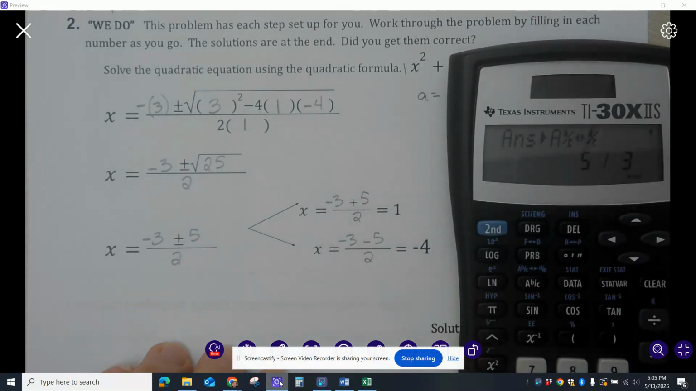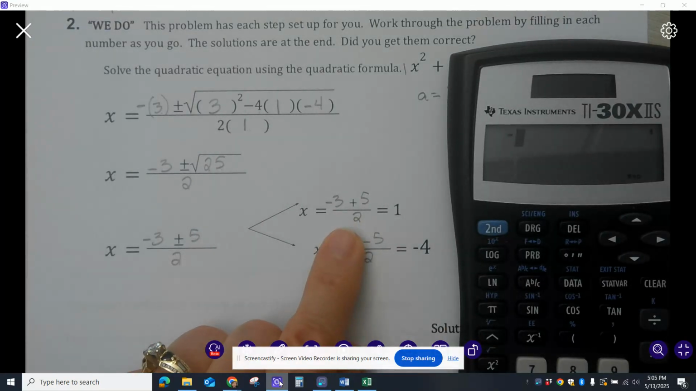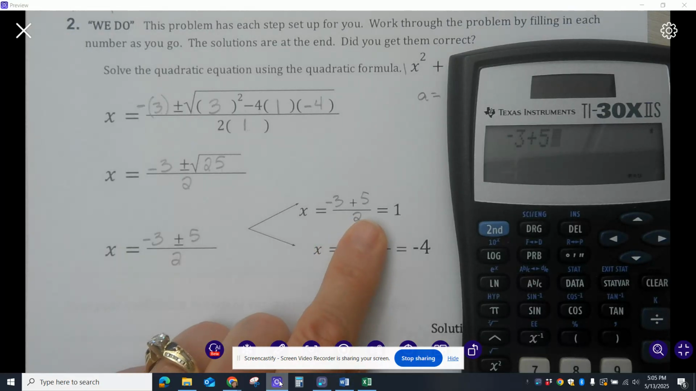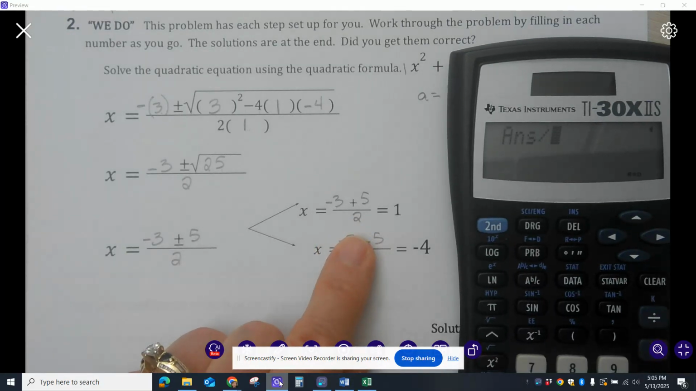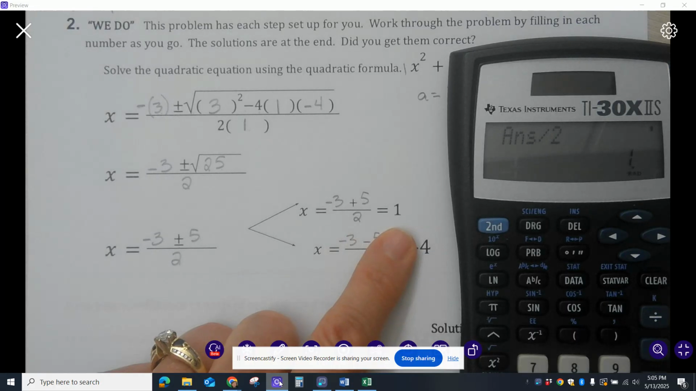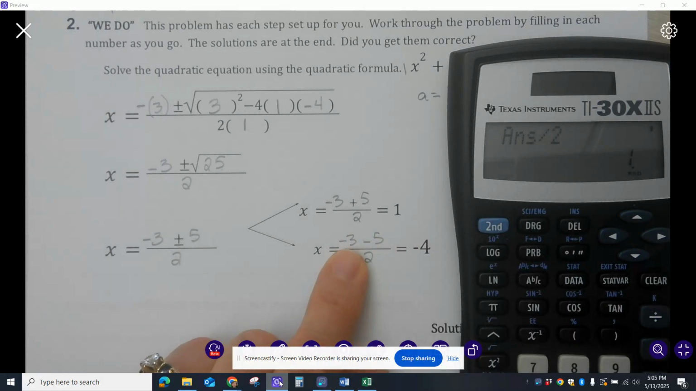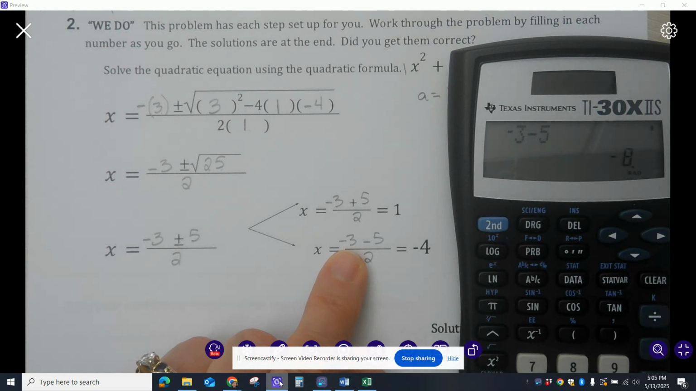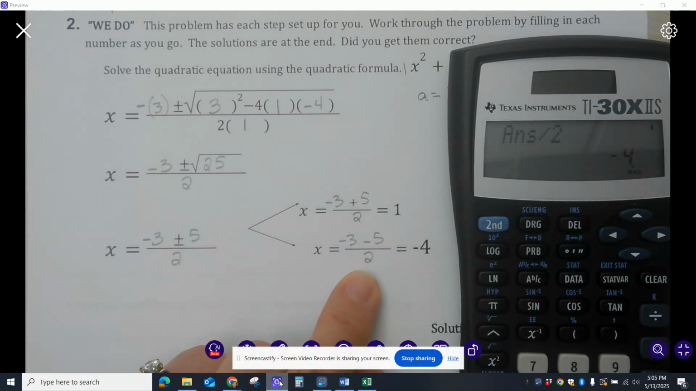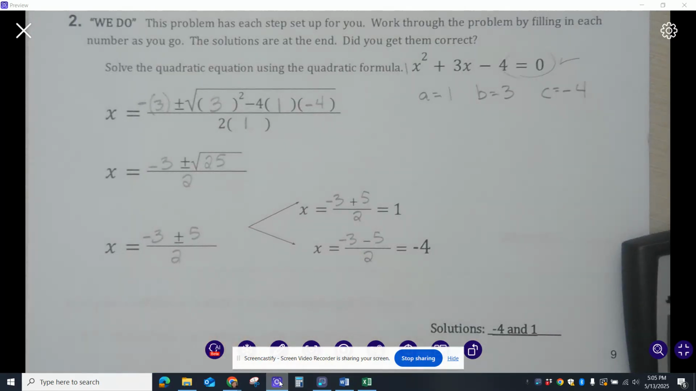Let's check it though. Let's do negative 3 plus 5. Hit enter. Then divide by 2. Oh, I get a 1. What do you know? Let's try this one. Clear. Negative 3 minus 5. Hit enter. And then divide by 2. Negative 4. Okay, so those are your solutions.